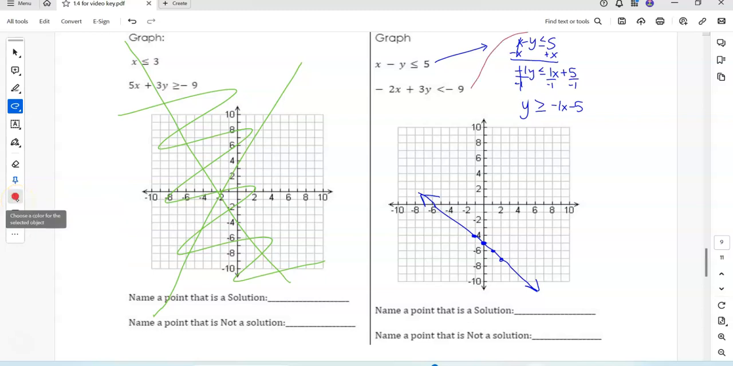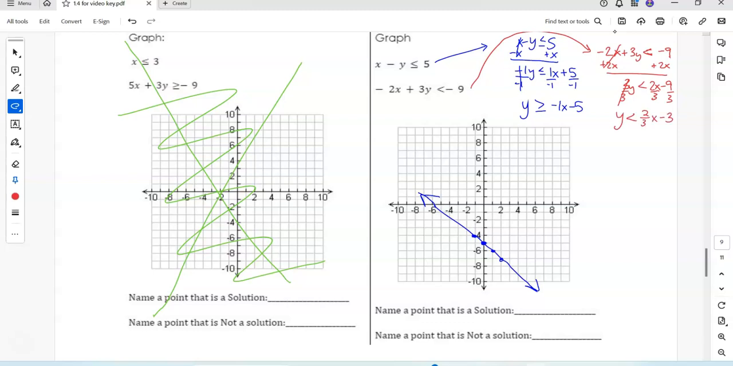Then I'm going to do the next one here. Let me go and do that out in the side with red. Okay, so we're going to add 2x to both sides. That'll give me 3y is greater than 2x minus 9. Then we're going to divide by 3. Now, unlike the last example, when I divided by negative 1, I had to flip the inequality. On this one, I divided by a positive 3, so I don't have to flip the inequality sign.